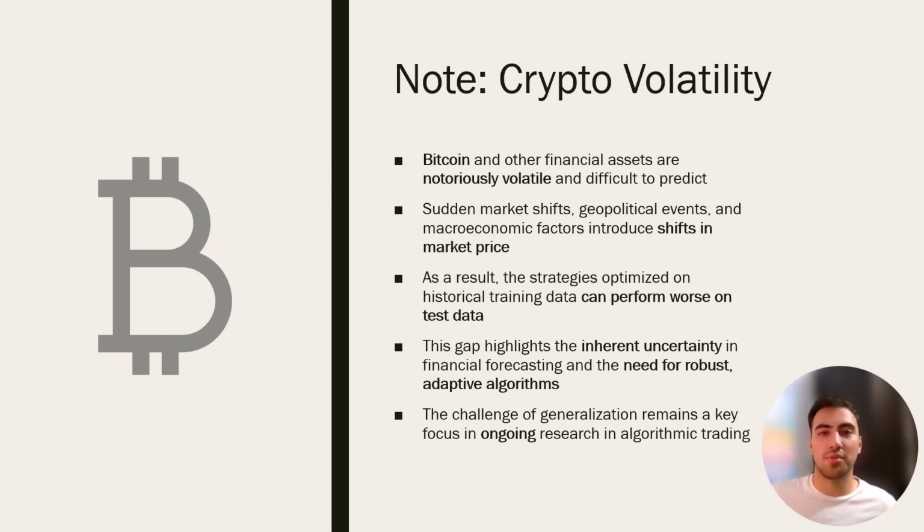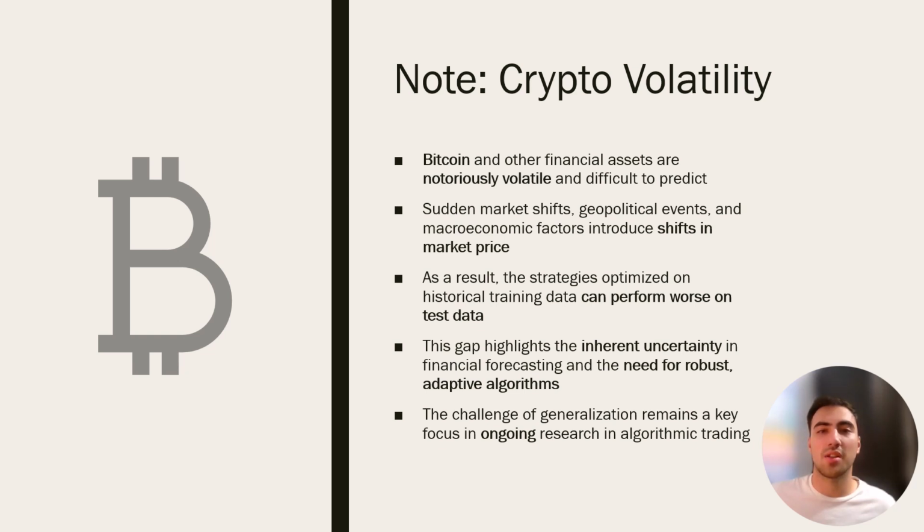However, it's important to remember the real-world challenges of financial forecasting. Assets like Bitcoin are notoriously volatile, and their prices are influenced by sudden shifts, from geopolitical tensions to macroeconomic events, which are nearly impossible to model accurately.